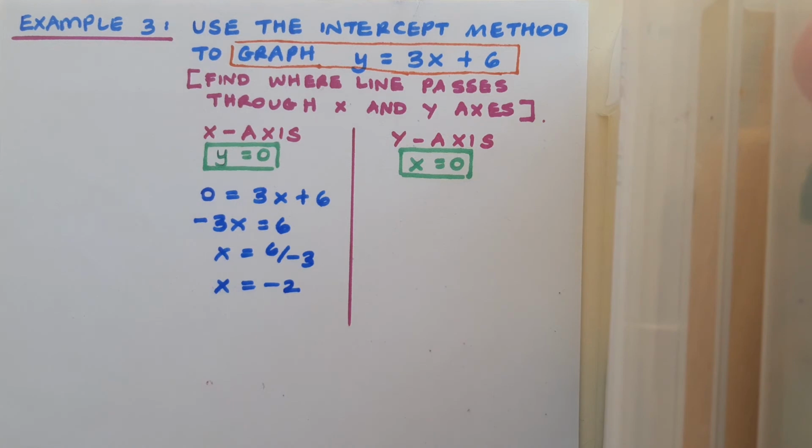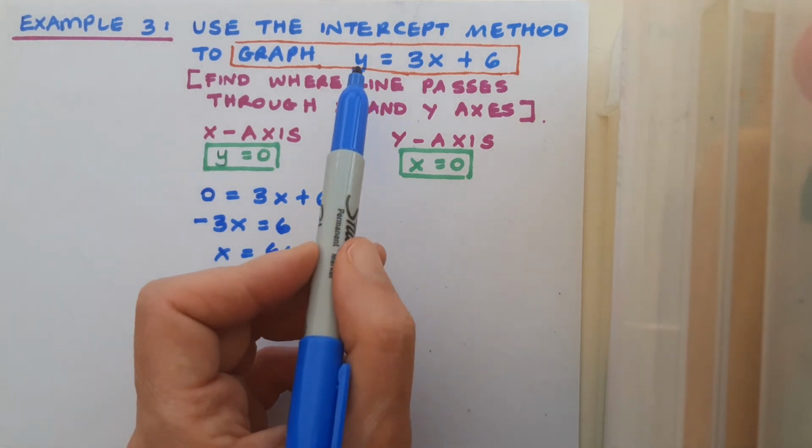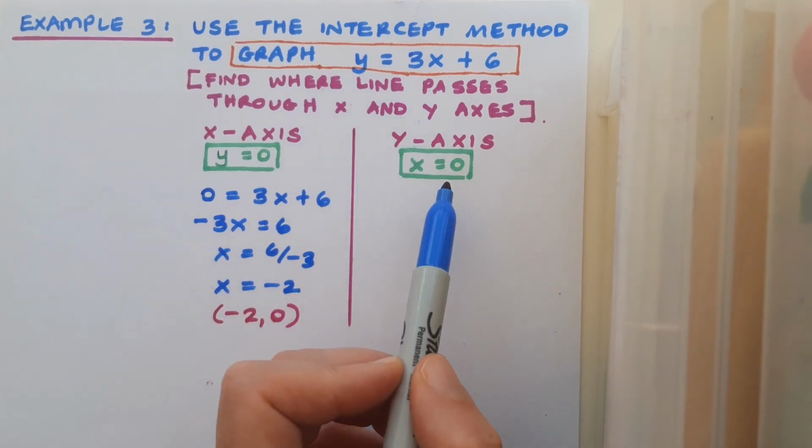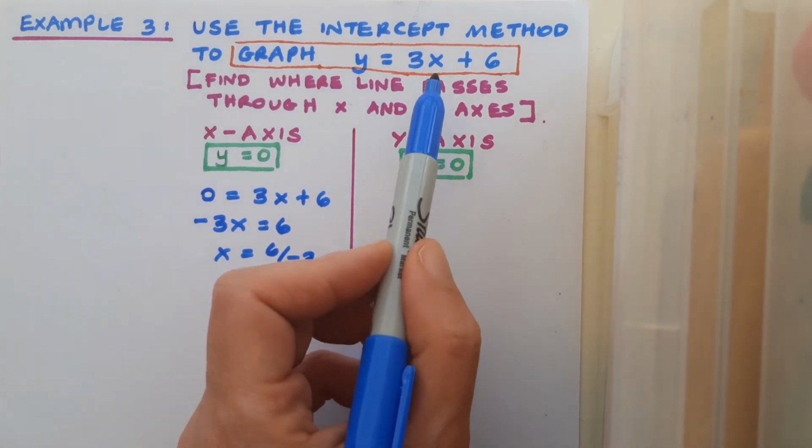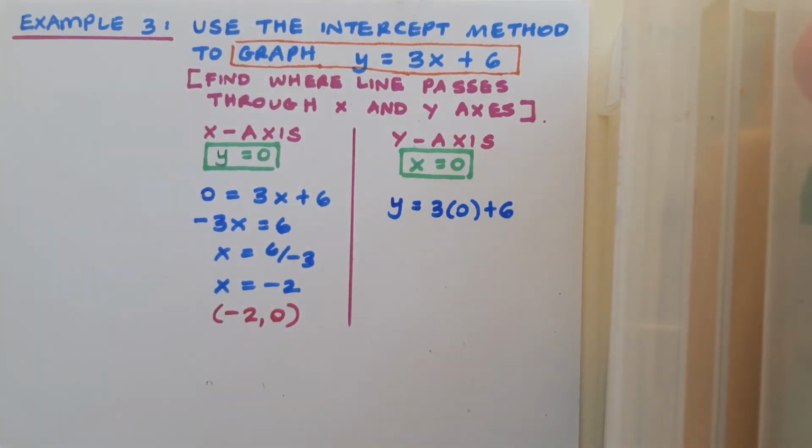So in this case, x comes out as negative 2. I want to write down the point that I'm going to graph. So this line will go through the x-axis at the point minus 2, 0. Now I look at the y-axis. For the y-axis, I'll go to my equation, and where I see an x, I'll replace it with 0. Then I'll simply evaluate y.